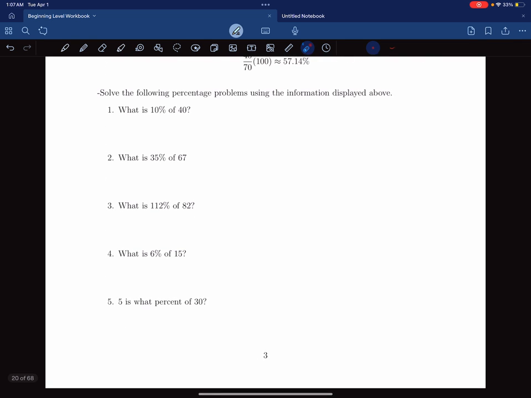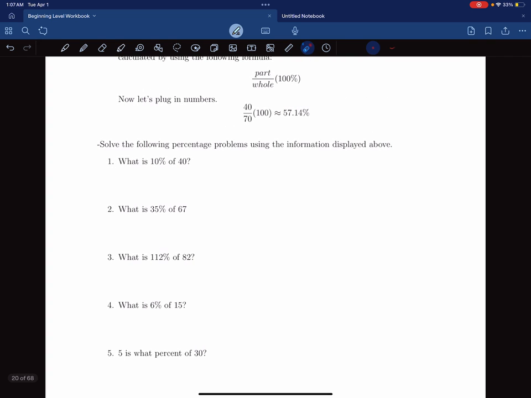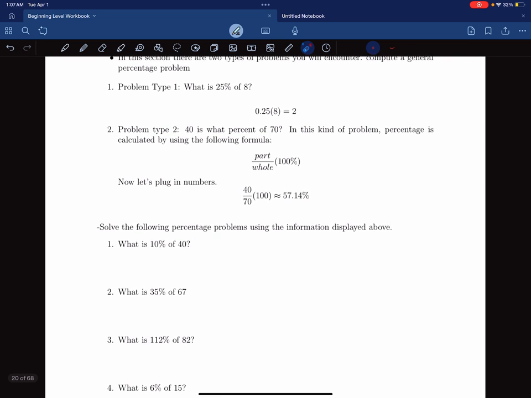With that being said, let's work through some problems. In example 1, we are asked, what is 10% of 40? I encourage you to pause the video, and after you have worked through it, let's go through it together. The first thing we have to figure out is what type of problem we have here. Do we have type 1 or type 2? We have the type 1 kind of problem, where we're given a percentage and have to find the percentage of a given number. We have the given number 40, and we have to find out what 10% of 40 is.